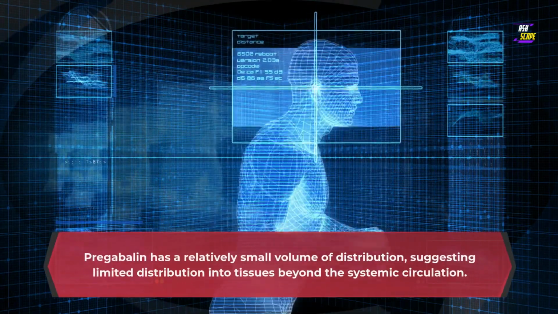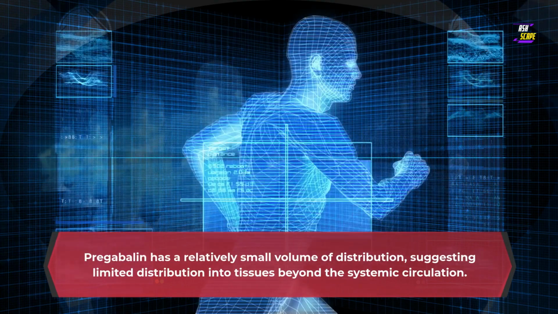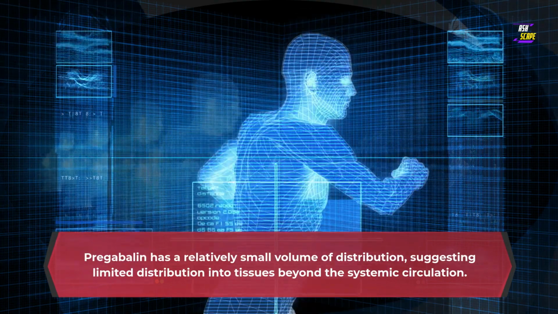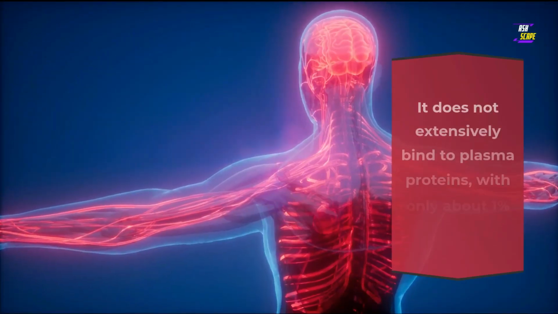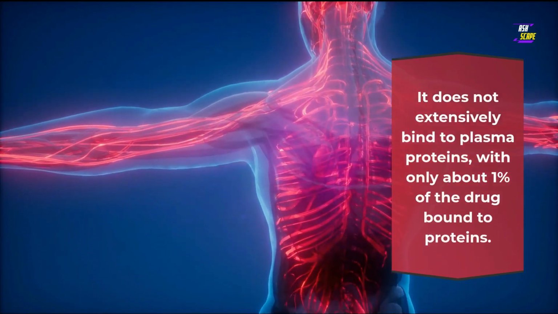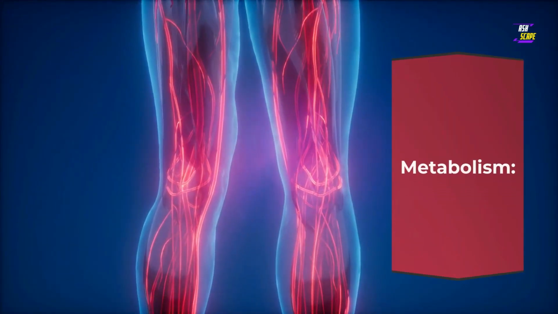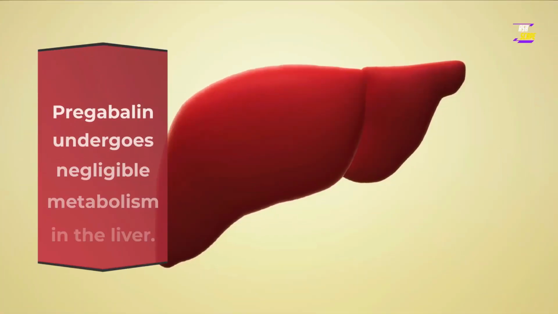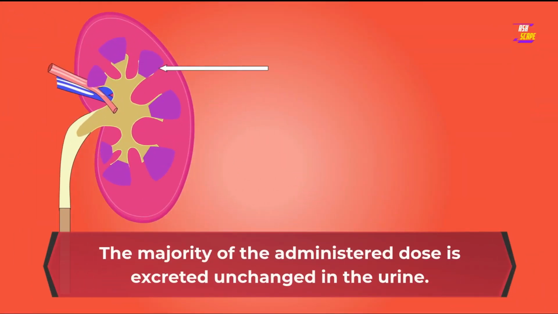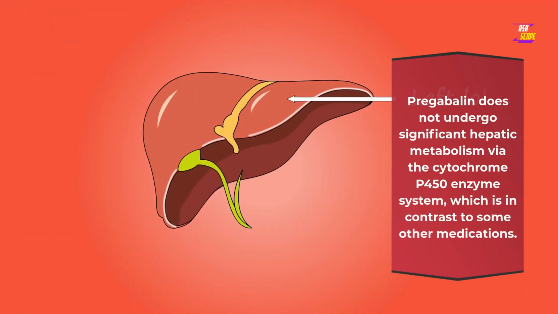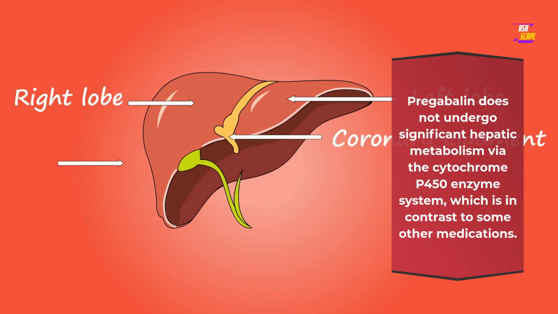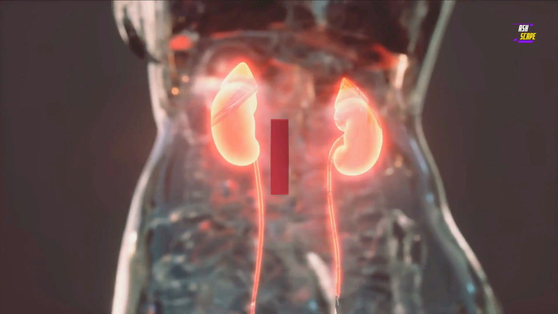Pregabalin has a relatively small volume of distribution, suggesting limited distribution into tissues beyond the systemic circulation. It does not extensively bind to plasma proteins, with only about 1% of the drug bound to proteins. Metabolism. Pregabalin undergoes negligible metabolism in the liver. The majority of the administered dose is excreted unchanged in the urine. Pregabalin does not undergo significant hepatic metabolism via the cytochrome P450 enzyme system, which is in contrast to some other medications. Elimination.